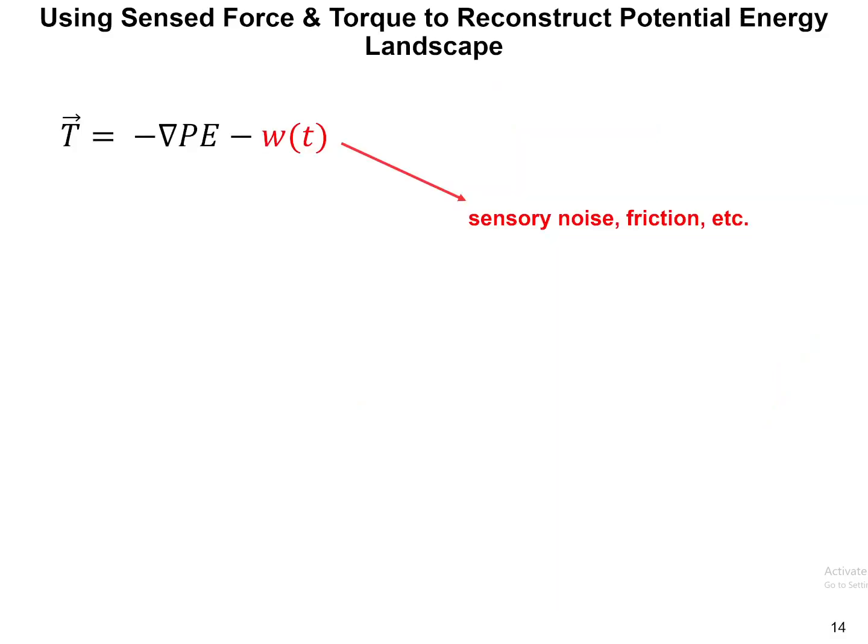As I just showed, the experiment results prove that the contact torques are roughly the potential energy landscape gradients, but with sensory noise and friction. Due to this part, we cannot directly integrate the torque to get the landscape.